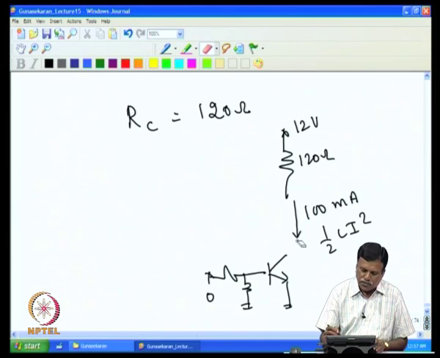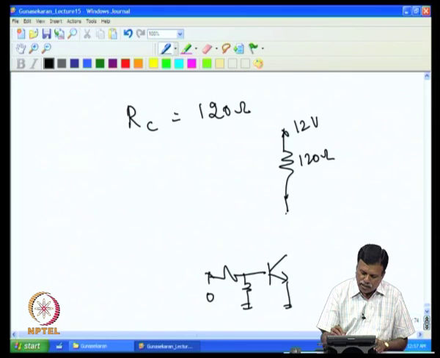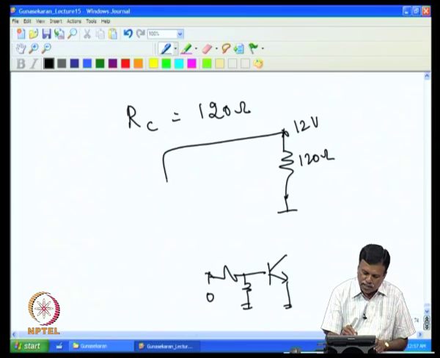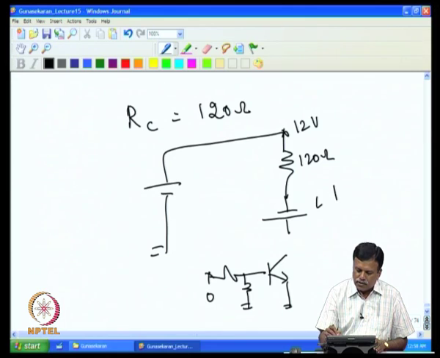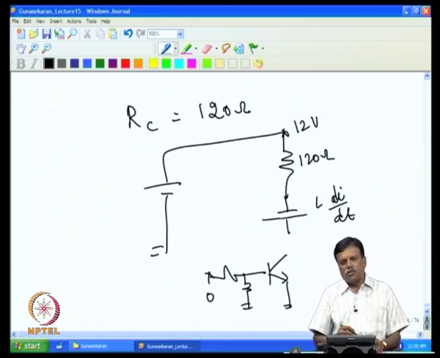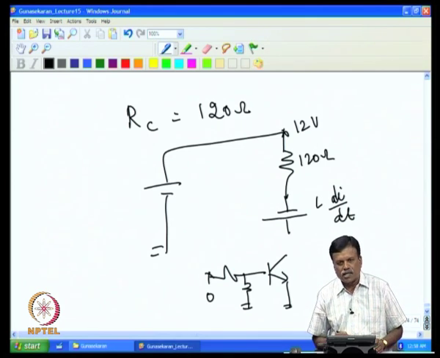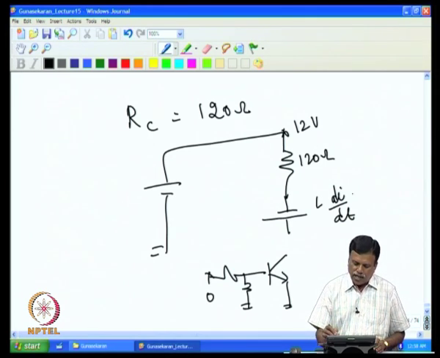That polarity will actually be aiding the input voltage, that if I draw that polarity it will look like this. If I remove this and draw the decreasing magnetic field and then draw the voltage, this is the voltage that you applied, and then the decreasing magnetic field will apply a voltage like this. This is nothing but L into dI by dt, that is the voltage induced in the coil because of the decreasing current, because the current is decreasing.